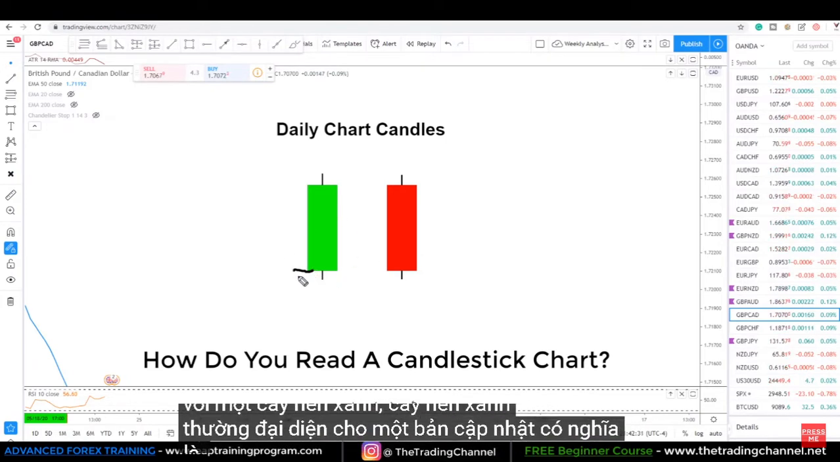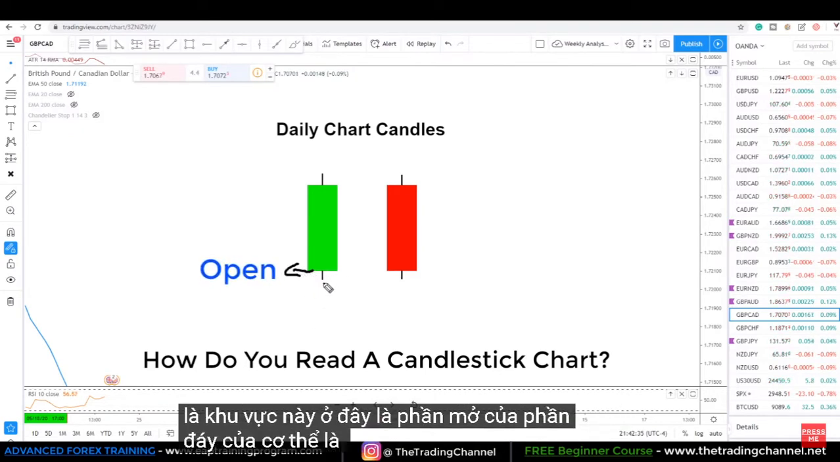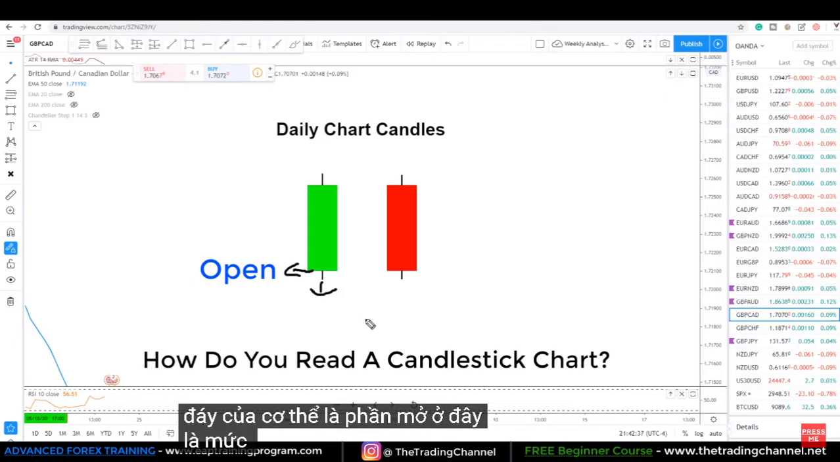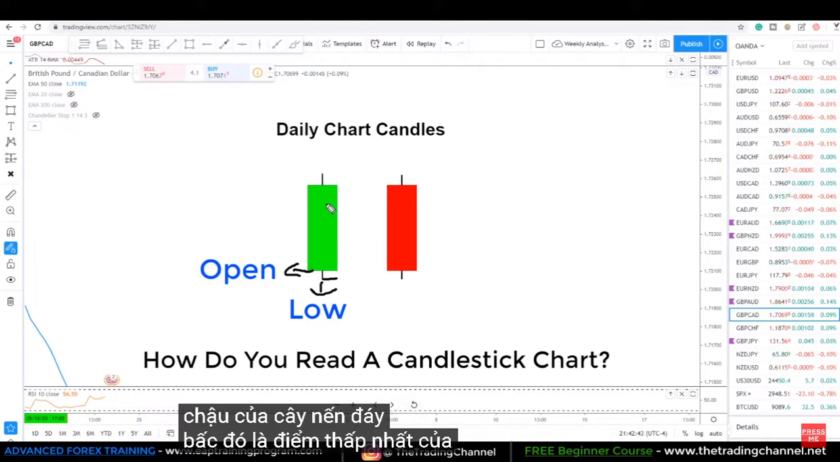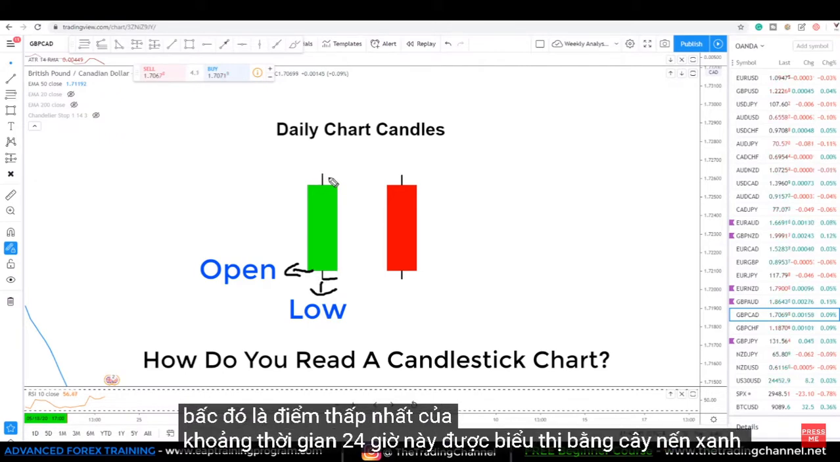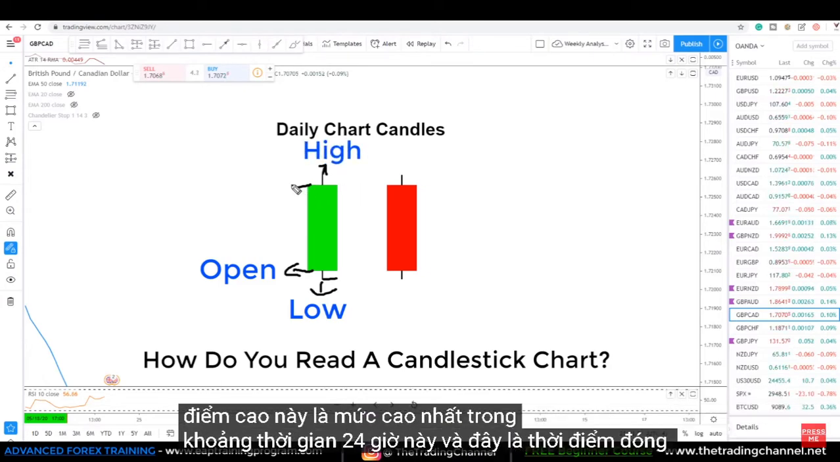The green candle normally represents an up day, meaning that the bottom of the body is the open. This here is the low. The bottom of that wick is the low point of this 24-hour period represented by our green candle. This high point is the high of this 24-hour period, and this is the close of that candle.